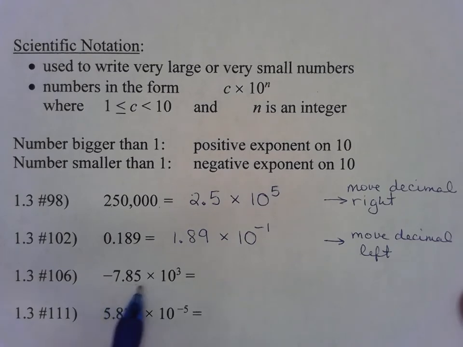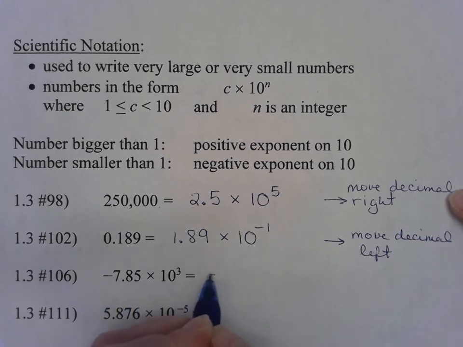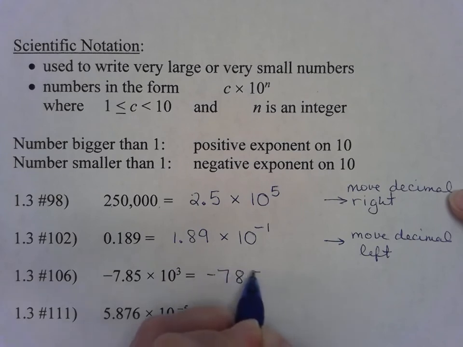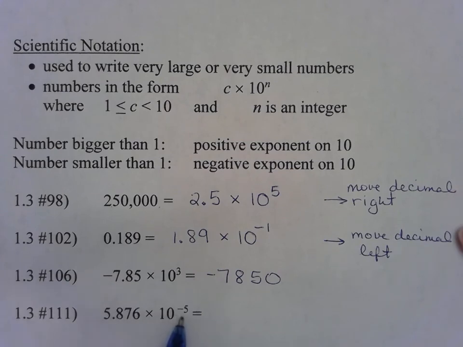Okay, same thing here. And now I'm going the other way, right? So I'm multiplying by 10 to the third. So it's a positive exponent, so I'm going to be moving the decimal to the right 3 places. That would be negative 1, 2, 3, right? 7,850. And for the last one, we have negative 5 as our exponent. We're going to move it to the left. 1, 2, 3, 4, 5. So that's going to give us 4 zeros. 5, 8, 7, 6.